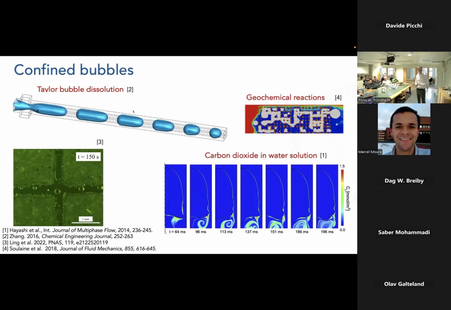I'm a disaster today. These are bubbles of CO2 that are slowly dissolving inside the channel. Or these are experiments made in the group of Ilenia Battiato at Stanford. These are CO2 bubbles that form after a series of geochemical reactions. So the idea is to study how this bubble affects mass transfer in the surrounding liquids. This is actually the main idea of these studies.